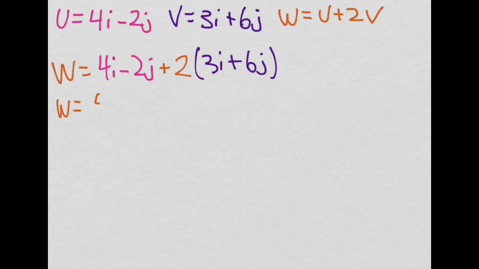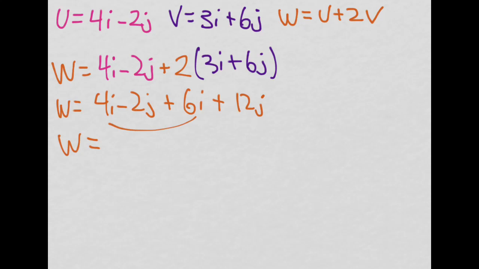W equals 4i minus 2j plus 2 times 3 is 6i plus 2 times 6 is 12j, and combining like terms, 4i goes with 6i, we're going to get 10i, negative 2j goes with our 12j, oh, and that's interesting, we're going to get 10j as well.